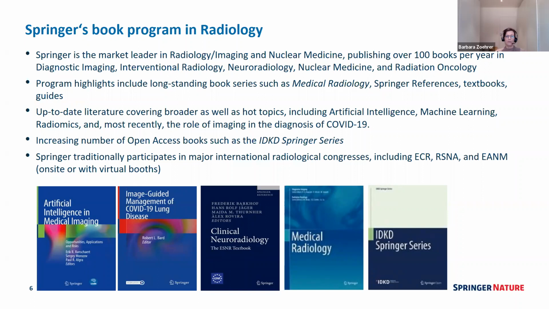Program highlights include long-standing book series such as the Medical Radiology series, Springer references, such as Clinical Neuroradiology published in collaboration with the ESNR, textbooks, guidebooks, and so on. So our portfolio includes up-to-date literature covering broader as well as hot topics, including artificial intelligence, machine learning, radiomics, and most recently, the role of imaging in the diagnosis of COVID-19.